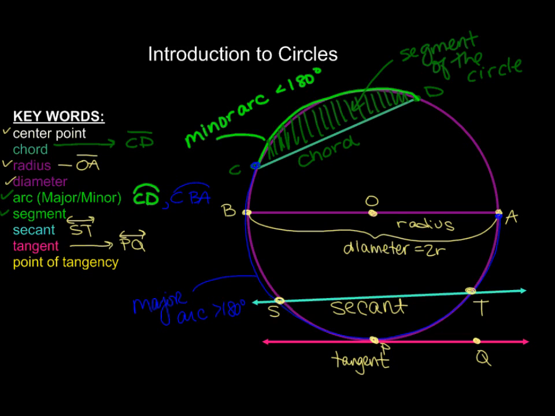And this point where we have contact with the circle, this point of contact is called the point of tangency. So the point where the line segment or the line touches the circle, the point of contact is the same as the point of tangency. And that is just going to be point P.